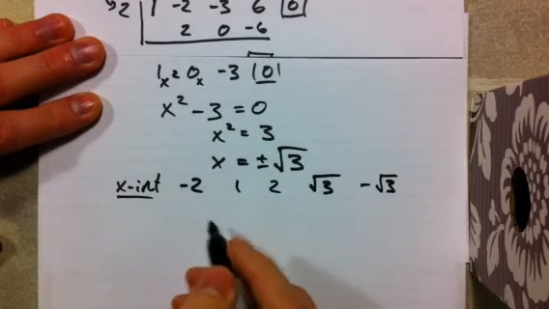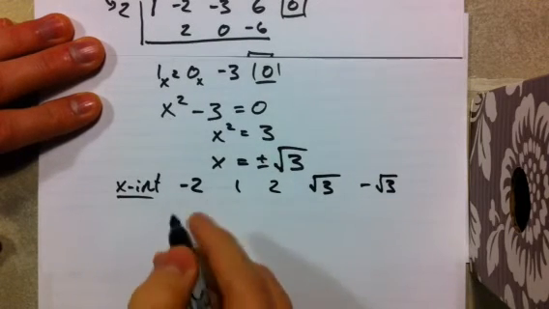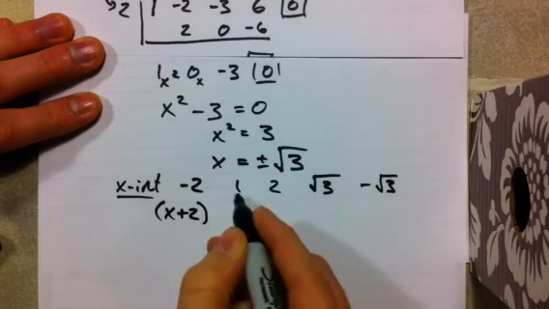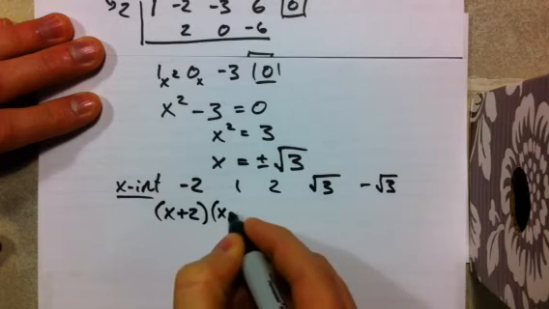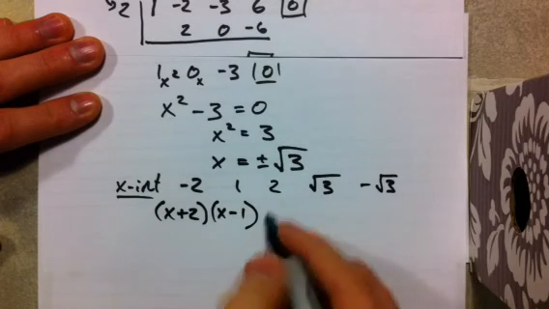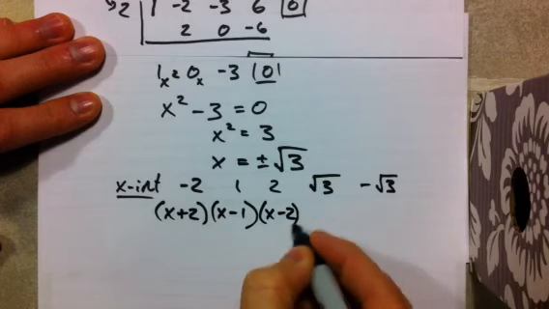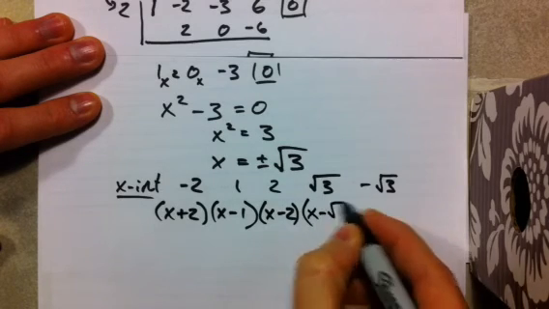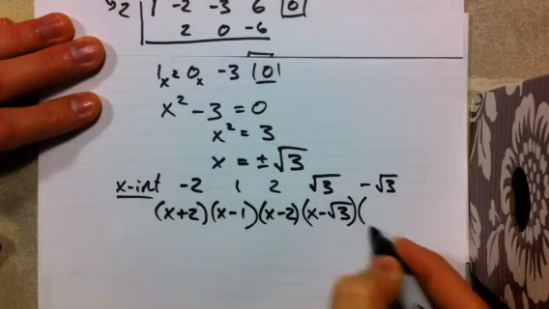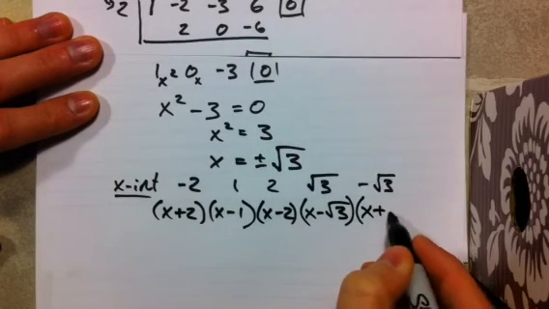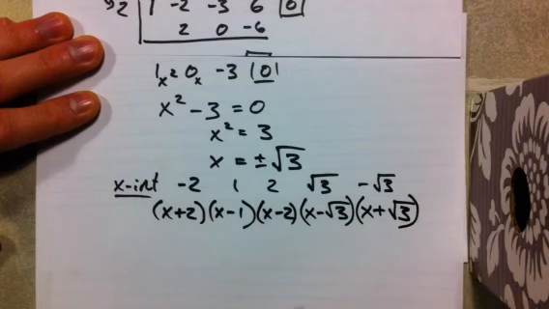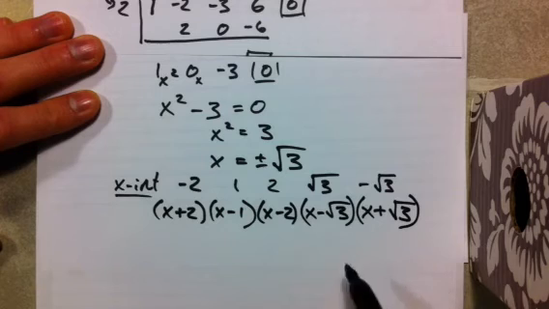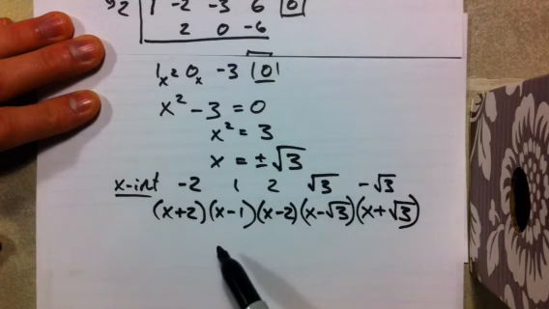And then, if negative 2 is a root, we knew that x plus 2 was a factor. If 1 was a root, we knew that x minus 1 was a factor. If 2 was a root, x minus 2 was a factor. Root 3, x minus root 3, and x plus root 3. So what's really nice about this is that this is the completely factored form of our polynomial that we started with at the beginning.